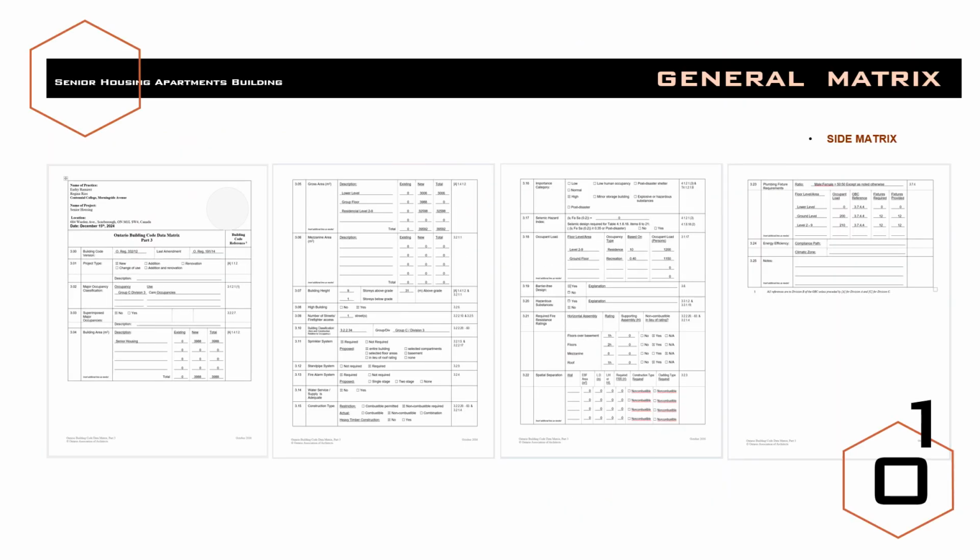This slide presents the general matrix of the project. It includes an overview of key components, the general layout and organization of the building.